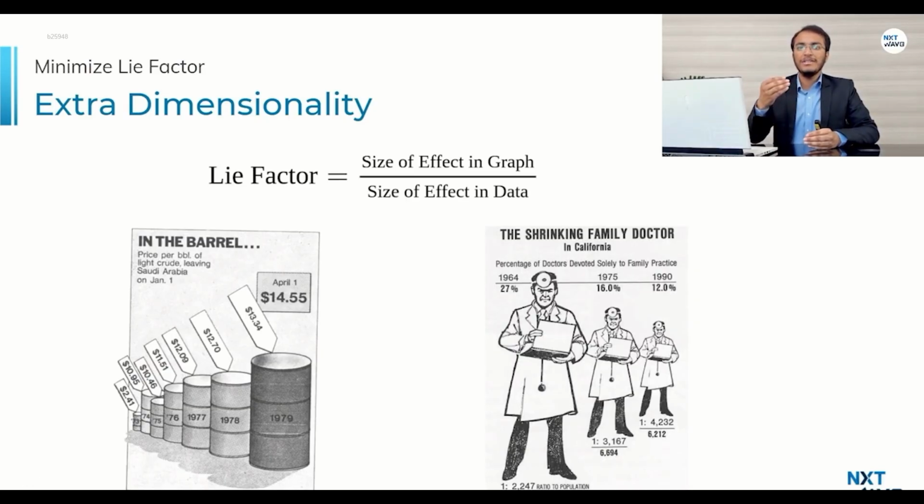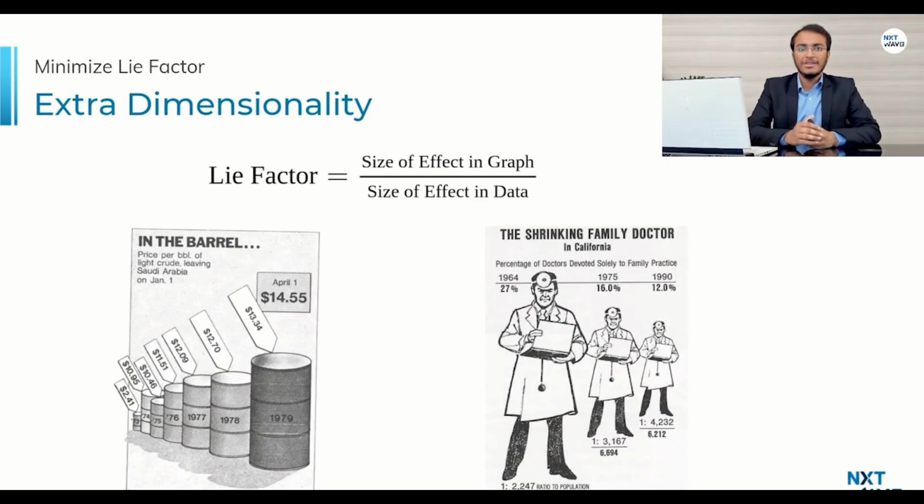Now that is what they want to communicate from this visualization. You can see in 1964 it is 27%, in 1990 it is 12%, but using this kind of 3D image doesn't accurately represent the change in the percentage of the family doctors. Rather, it creates a kind of lie factor.